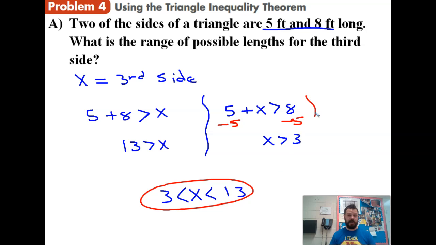Now one other thing with this, if I set my second inequality up wrong, we'll show you what we get for an answer. If I put the smaller side on the right side, we'd have 8 plus x is greater than 5. Now if I subtract 8 from both sides, what we'll end up with is that x is greater than negative 3. It doesn't really make sense to talk about negative lengths for triangles. This part doesn't make sense, so that's why we'll lose it. Stick with the positive answers. If you do set this one up wrong, just cross it out, flip it around the other way, and get the positive answer.